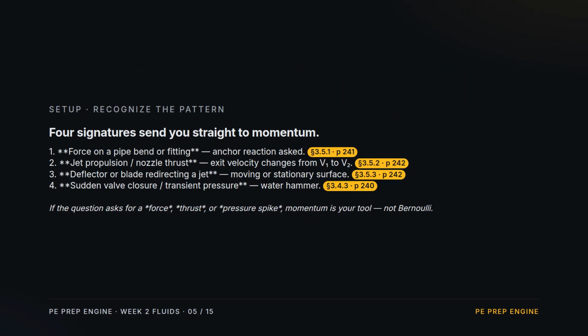Four signatures send you straight to momentum. 1. Force on a pipe bend or fitting, anchor reaction asked. 2. Jet propulsion or nozzle thrust, exit velocity changing. 3. A deflector or blade redirecting a jet, stationary or moving. 4. Sudden valve closure with a transient pressure spike, water hammer. If the question asks for a force, thrust, or pressure spike, momentum is your tool, not Bernoulli.